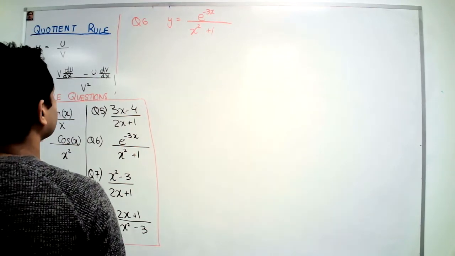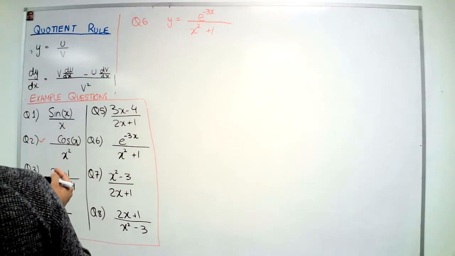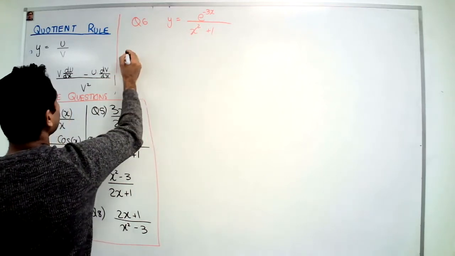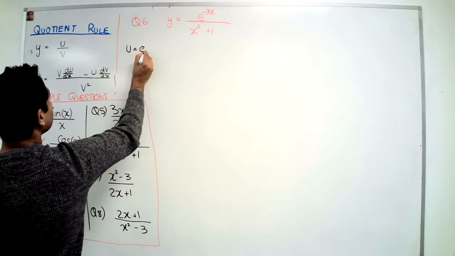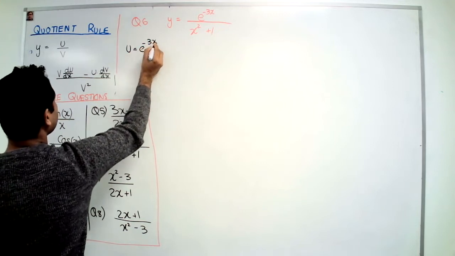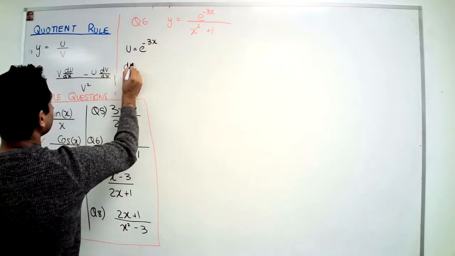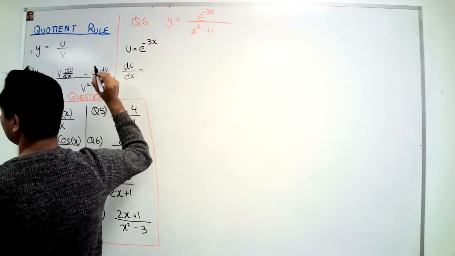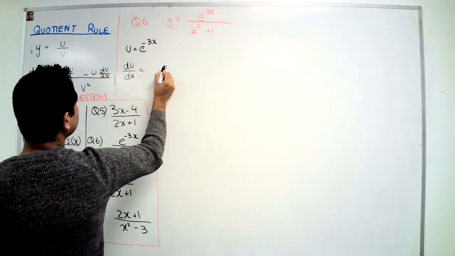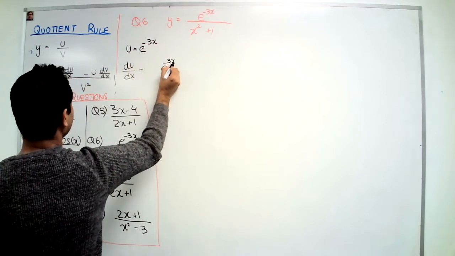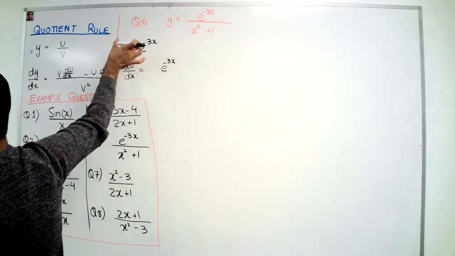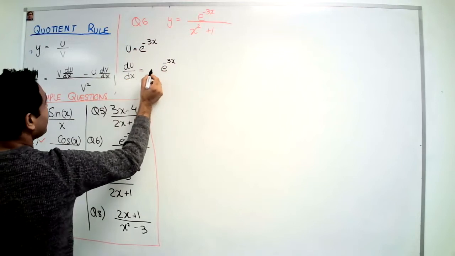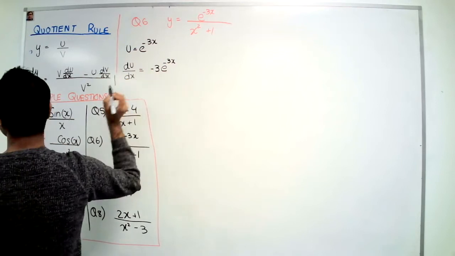Okay, question number 6. Now this is a quotient rule. You have to just identify the u and the v. So the u is e to the minus 3x. And if I want to find the du over dx, the differential of that one, it's going to be e to the minus 3x. It's exactly the same, plus you need to differentiate the top bit. So when you differentiate the top bit, the differential of minus 3x is just a minus 3.